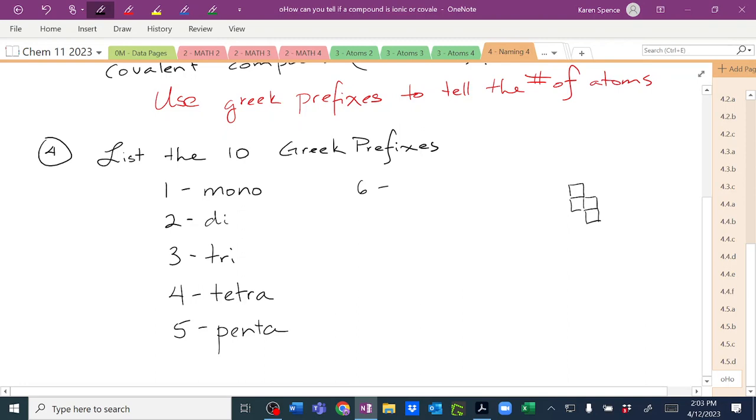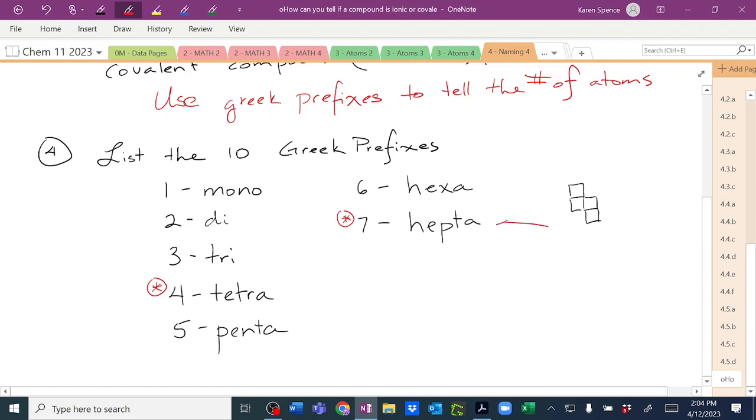Number 6. Now, 6 and 7 people tend to mix them up because they both start with the letter H. 6 is, what's a 6-sided figure? A hexagon, so 6 is hexa. What's a 7-sided figure? A heptagon. Again, 7 tends to be one of the ones that people tend to forget, so I'm going to put a little star beside these ones just to spend maybe a little extra time.